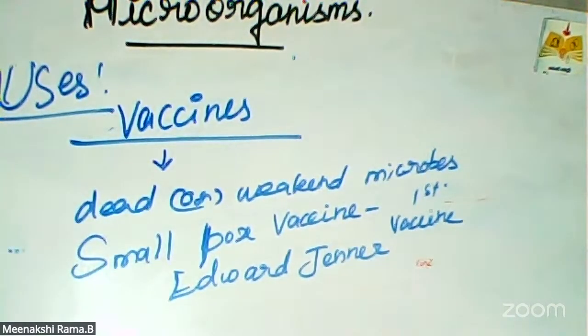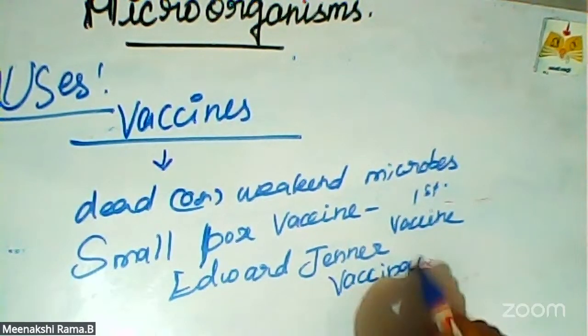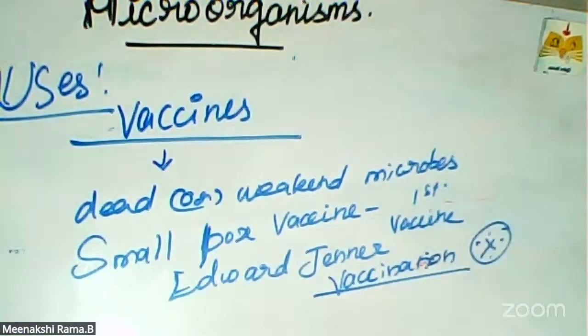So he coined the term vaccination. What is vaccination? This is one of the important examination questions. The vaccine is injected into the body of the patient. The body produces antibodies to fight against the germs. That kind of process is known as vaccination. So the antibodies remain inside the body and protect from future invasion.